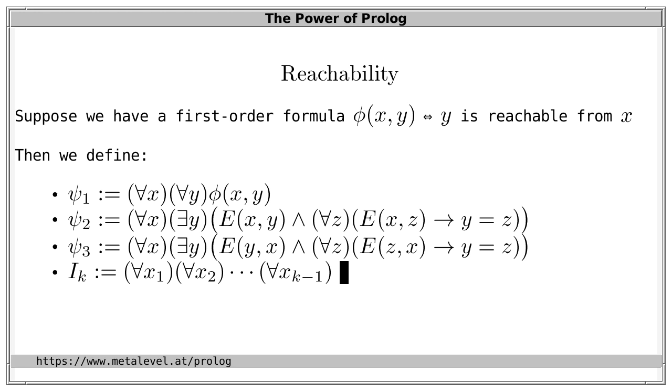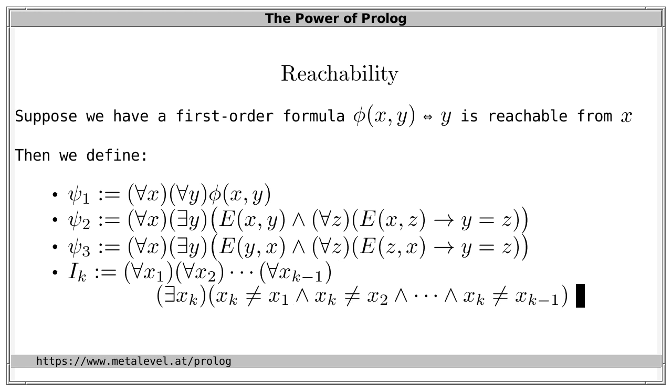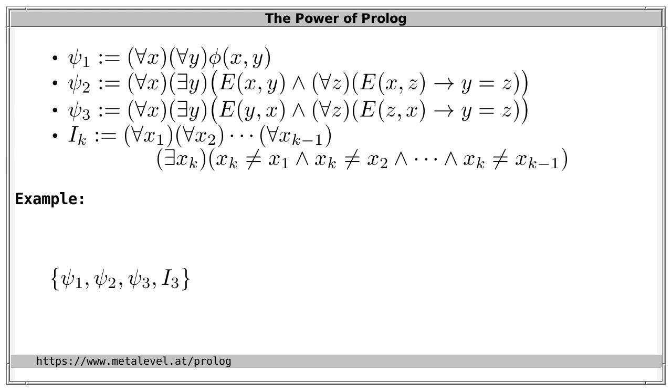And in addition, we define a set of formulas i_k. And each i_k is defined in such a way that it is only true if at least k domain elements are present. So i_k states that for all x1 to x_{k-1}, there exists an x_k that is different from each of x1 to x_{k-1}. For example, we can take the first 3 axioms and also enforce that there are at least 3 domain elements.